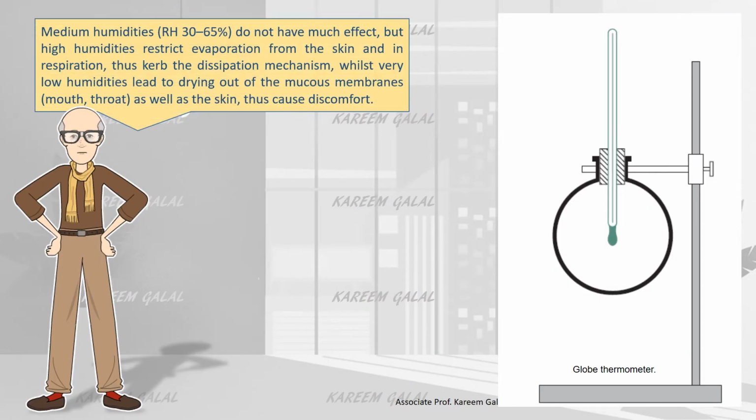Medium humidities, RH 30 to 65%, do not have much effect, but high humidities restrict evaporation from the skin and in respiration, thus curb the dissipation mechanism, whilst very low humidities lead to drying out of the mucous membranes, mouth, throat, as well as the skin, thus cause discomfort.